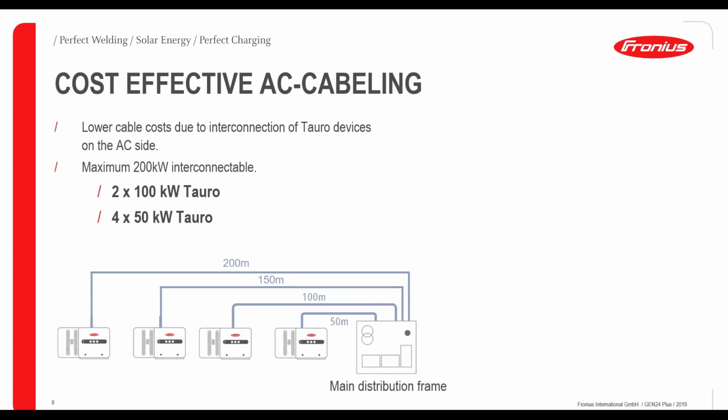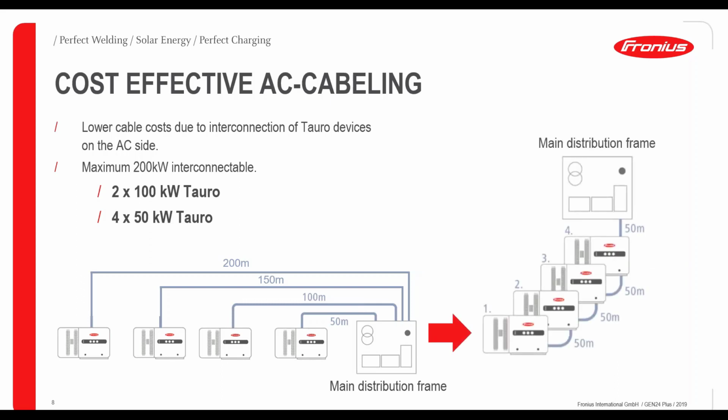Now I quickly want to explain the whole mystery about AC-DC chaining. I mentioned it's possible to have a lot of cost reduction on the AC side with this option. It means we don't have to do a system like we see here down below, where every inverter, let's calculate with 50 kilowatt devices, is separately connected via AC cable to the main distribution frame. Of course, in this scenario, we would have a lot of AC cabling going on. With the AC-DC chaining option, it would be possible to combine all four 50 kilowatt devices from AC to AC to AC and then to the main distribution frame.